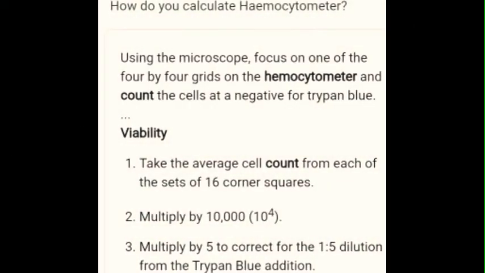हाउ डू यू कैलकुलेट hemocytometer? Using the microscope, focus on one of the 4x4 grids on the hemocytometer and count the cells, at a negative for trypan blue. So viability इसकी क्या है वो 3 points में है, that is: first, take an average cell count from each of the sets of 16 corner squares; second, multiply by 10,000; and third, multiply by 5 to correct for the 1:5 dilution from the trypan blue addition.